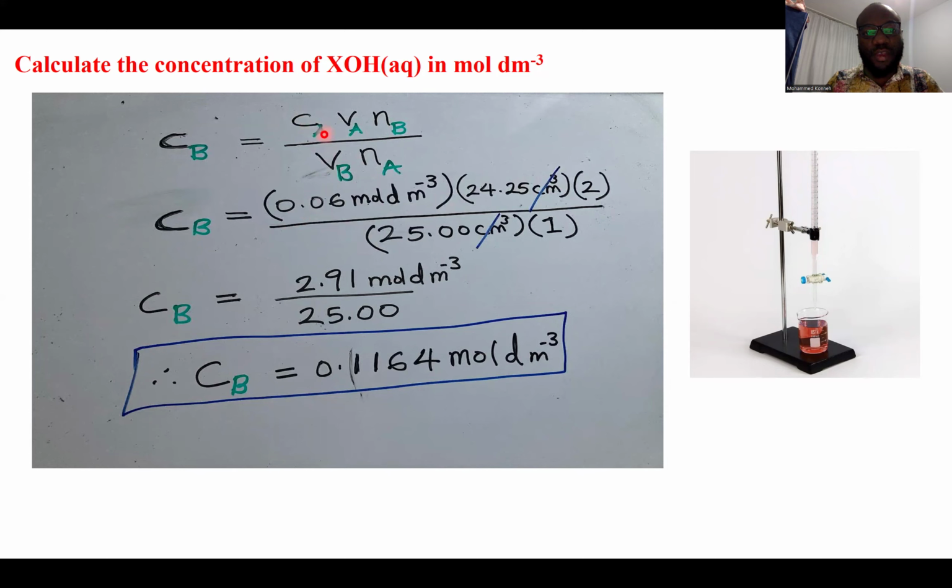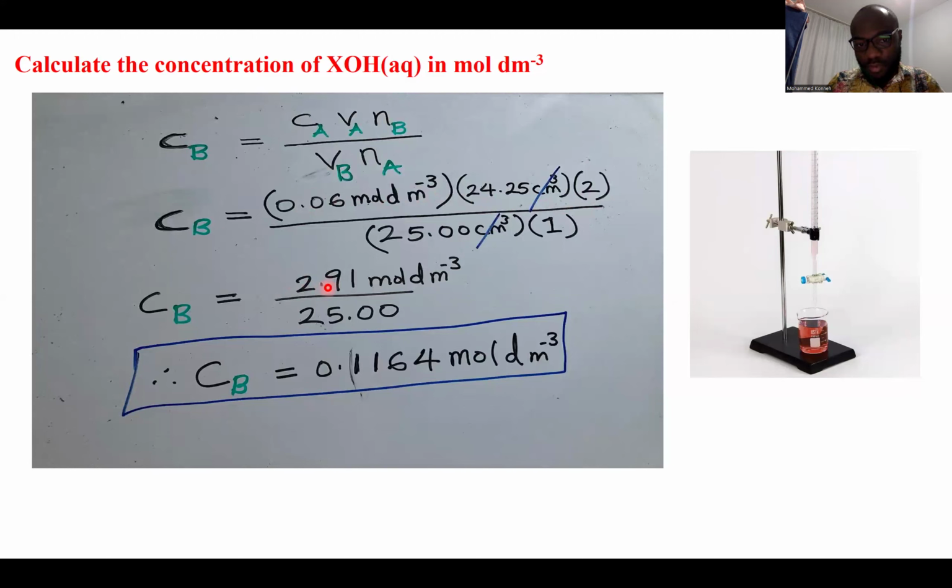CA, the concentration of the acid, is 0.06 mole per dm3, and VA is 24.25 cm3, which is the volume of the acid. NB, the mole of the base, is 2. The volume of the base is 25.00 cm3, and the mole of the acid is this one. So we're going to multiply everything up here.